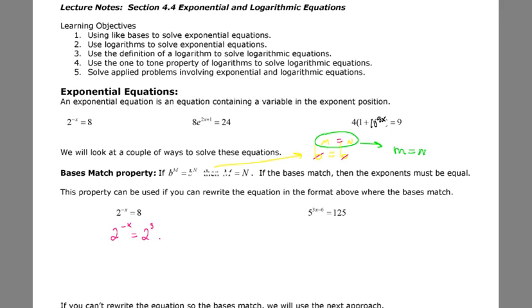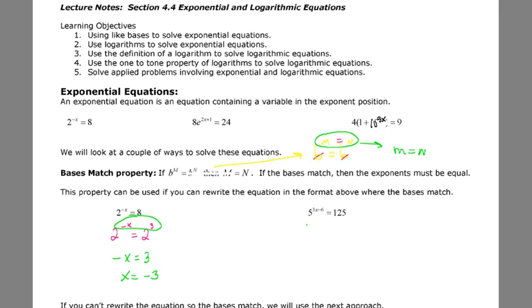If I can rewrite my equation where my bases match, then it follows that the two exponents must be equal to each other. The negative x in the exponent position must be equal to the 3, which is a simple equation to solve. Solving it for x, we get x equals negative 3. It's the easiest type of exponential equation to solve.